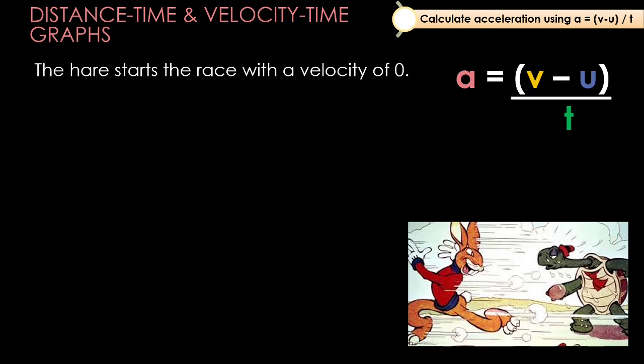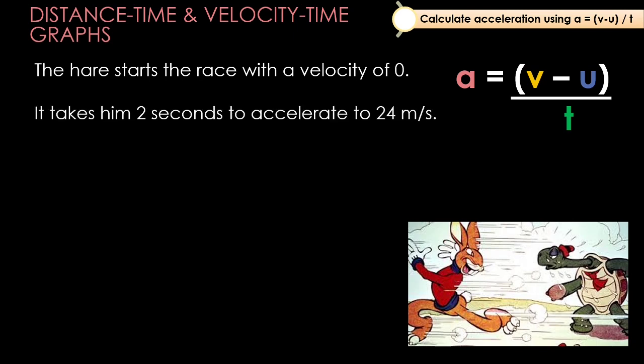Our hare is going to start the race with a velocity of 0. It's at the start line, it's not moving yet, has no velocity. Then it takes 2 seconds for him to accelerate up to 24 meters per second. What was the hare's acceleration? Pause, have a bit of a go, then unpause to see if you got the answer right.